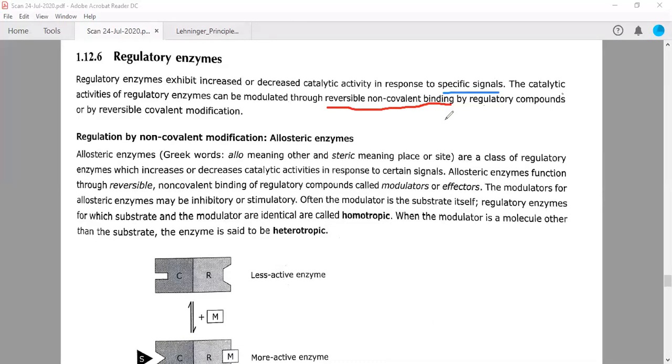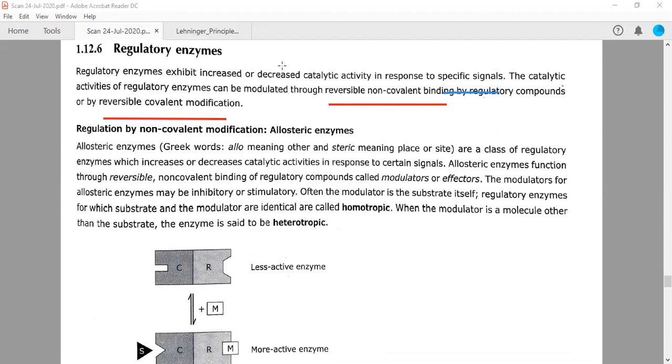You need to underline this: reversible non-covalent binding by the regulatory compound, or reversible covalent modification. So two types of modulation can happen in the regulatory enzyme: either reversible non-covalent binding or reversible covalent modification. Either covalent or non-covalent, both can happen, but overall there is a change in the enzyme activity.